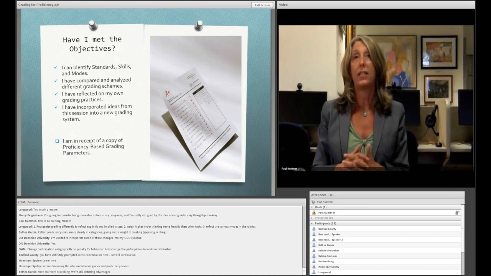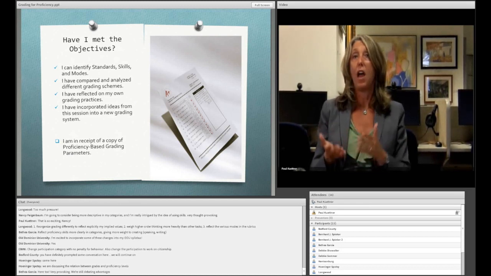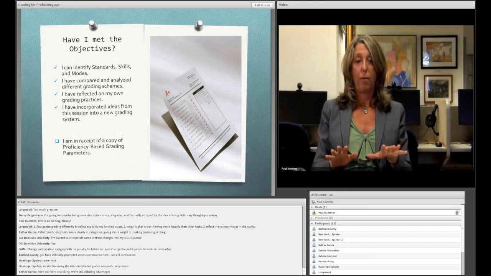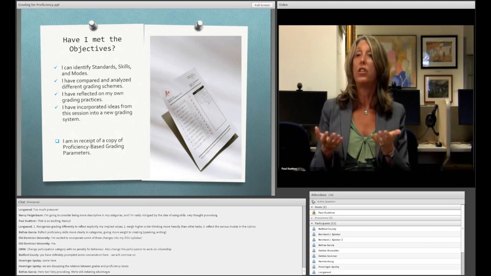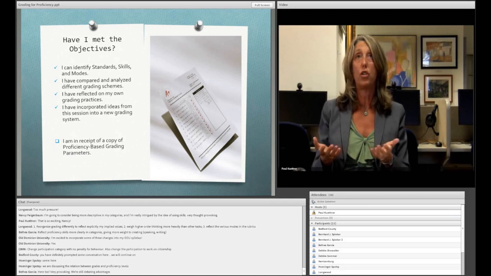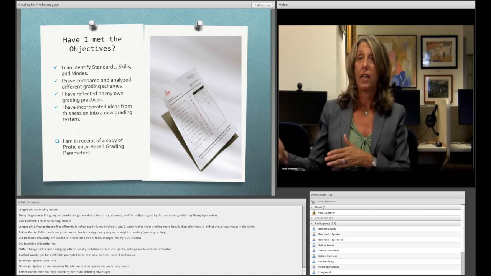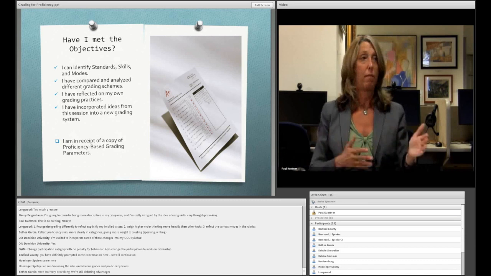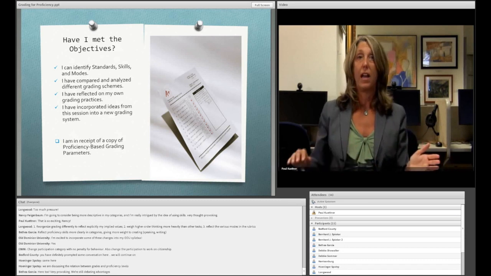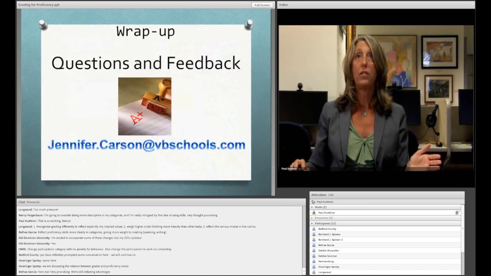And you've also received something. So you have a copy of the proposed grading parameters for modern and classical languages. And I call them proposed because I do not mandate them. My teachers are professionals and they can choose what they would like to use as their grading system based on the needs of their students, their own needs and comfort level, and what is required of them by their building administrators. But you can always reach me.